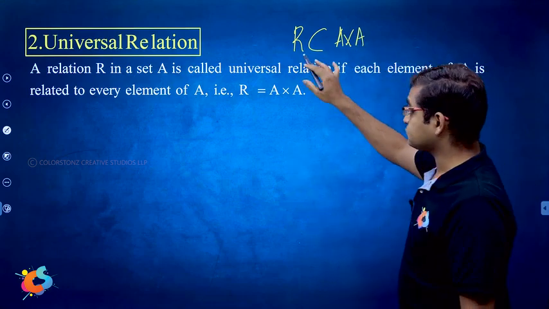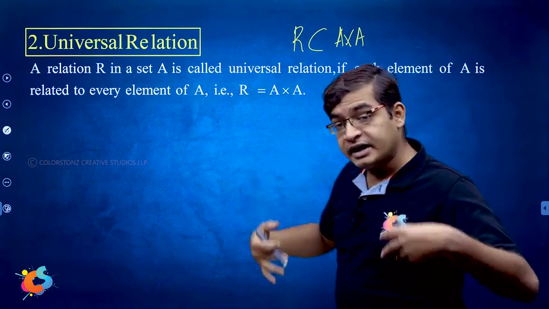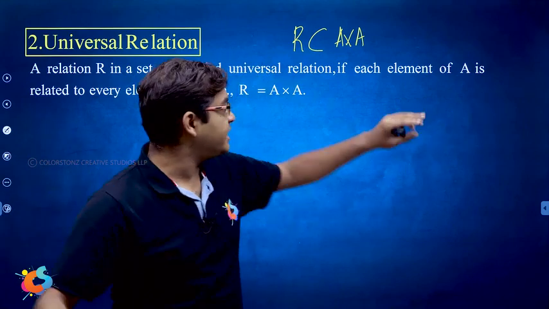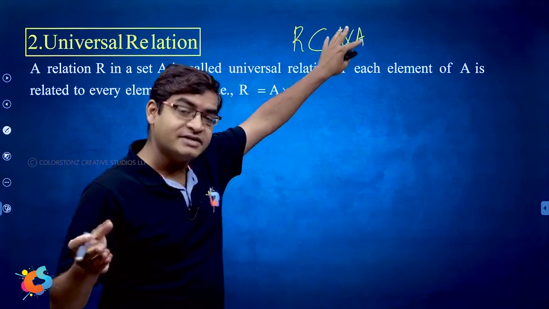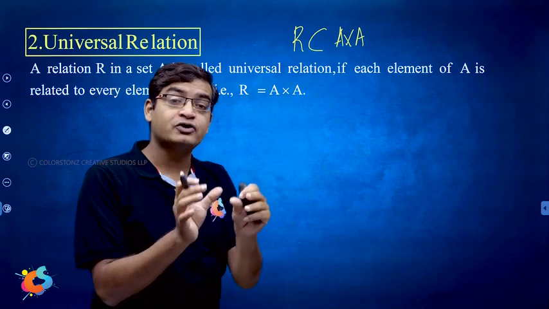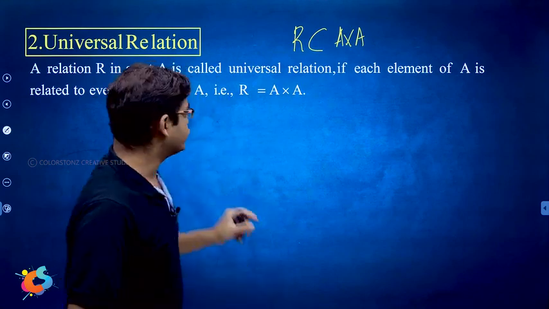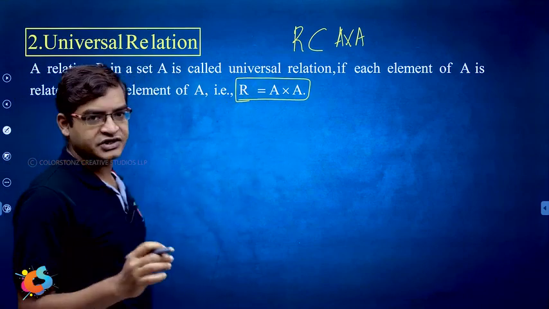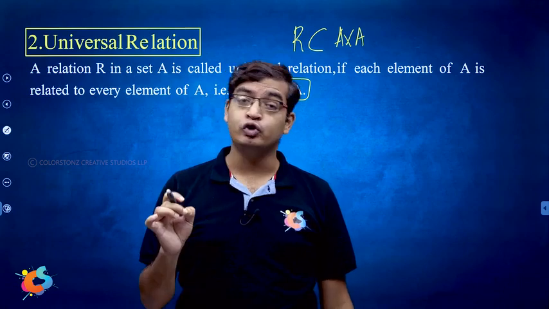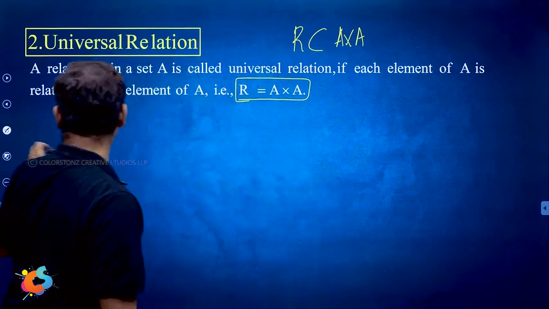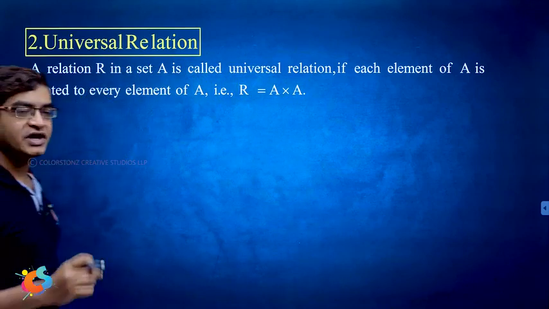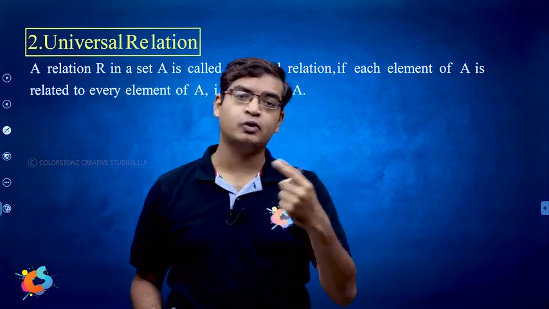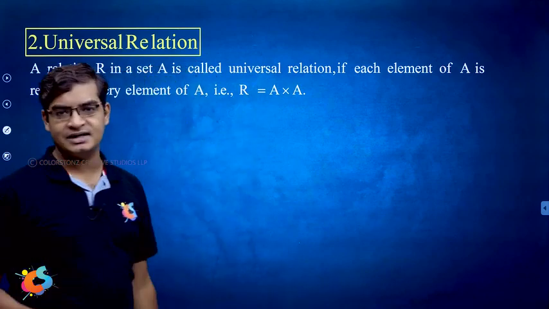So therefore, R can contain all the ordered pairs, but obviously it cannot contain any different ordered pairs. It can contain all the ordered pairs which are there in A cross A only, because R should be a subset of A cross A. So if you get R equal to A cross A, then that relation you are giving a name, and that is the universal relation. Let us read the definition. A relation R in set A is called a universal relation if each element of A is mapped to every element of A, meaning R is equal to A cross A.